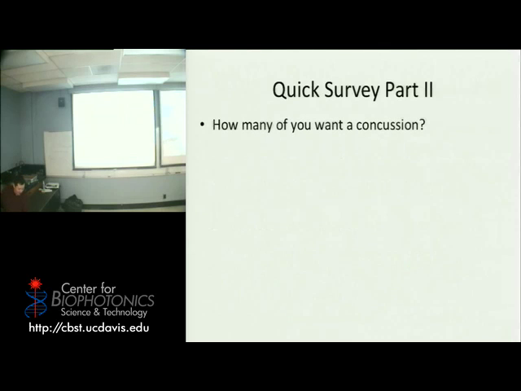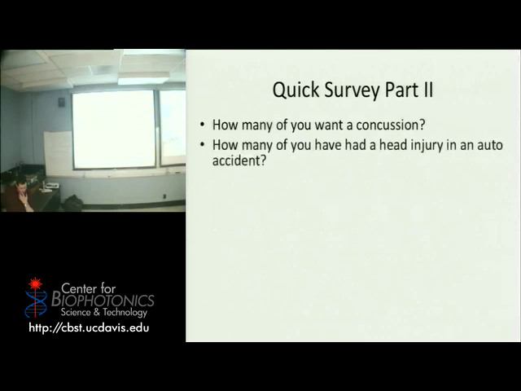Remember, I can tell you, I remember the answer to this. None of you wanted concussions. So none of you have had a head injury in auto accidents, right? Because I asked about concussions and nobody said that. So how many of you wear your seatbelts? All right, so how many of you have had concussions in an auto accident again? Okay, so none, but you all wear seatbelts. So why? Why do you wear a seatbelt when you're in the car? What? Right, so you don't get a head injury. Because if you get a head injury, you're going to be in bad shape.